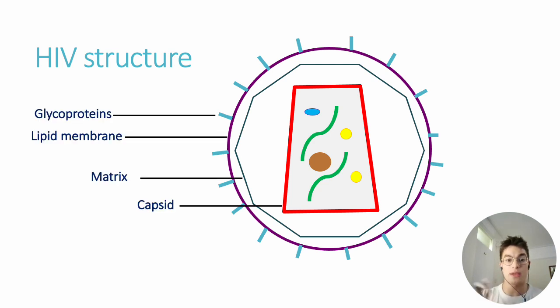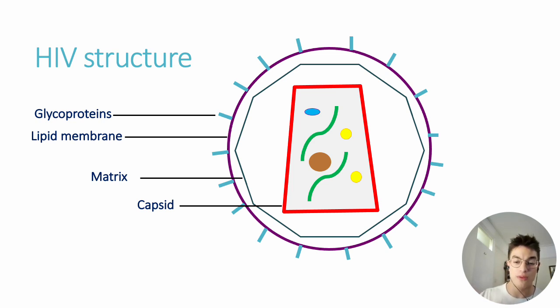So from the outside, in this sort of light blue, these spiky bits, we talked about the glycoproteins, and they have several functions. One of the main functions is just helping it to latch onto our own cells. Then these glycoproteins are embedded within a lipid membrane, which encapsulates the virus. Underneath the lipid membrane, we have what's called a matrix. It's not particularly important. It's just another layer to be aware of.